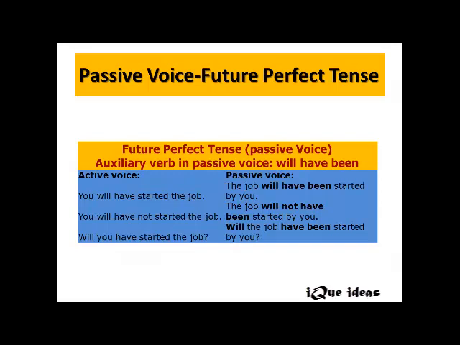You can see there is a lot of difference here in AV and PV. In AV we don't make use of the helping verb been, whereas in passive voice we have to use the helping verb been, right? And as I told you all earlier, passive voice means we have to use only 3V, and the 3V form of start is: 1V is start, 2V is started, and 3V is also started, right?